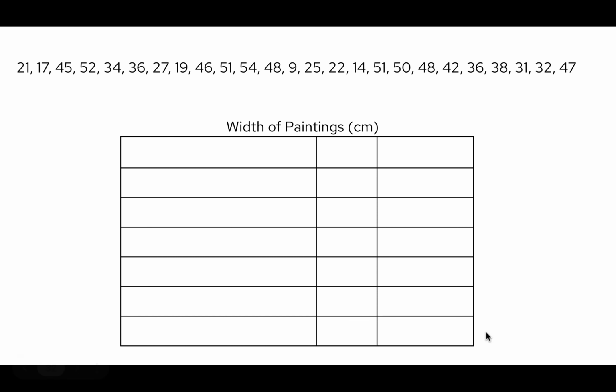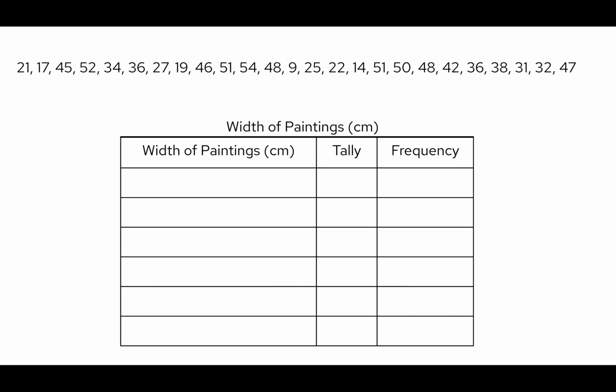So this is my frequency table, and my title is width of paintings in centimeters. Here's my 25 pieces of data. The first column is the width of paintings in centimeters. It's the same as my title. Then I have my tally marks, and then the frequency, which is the number of times it occurs.